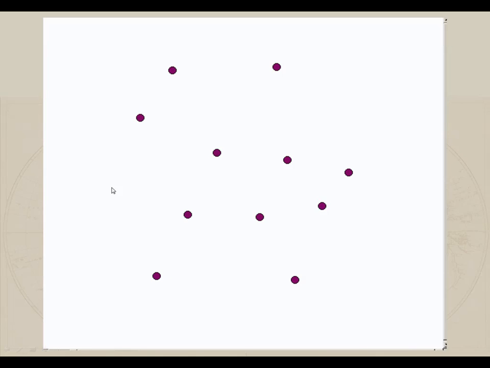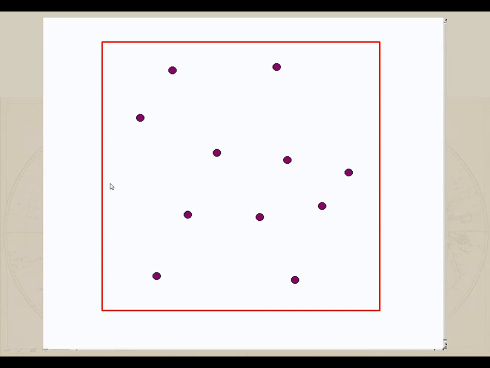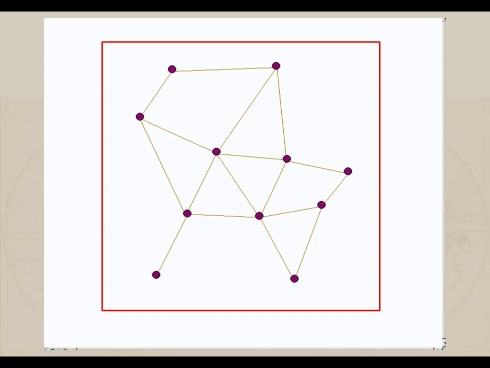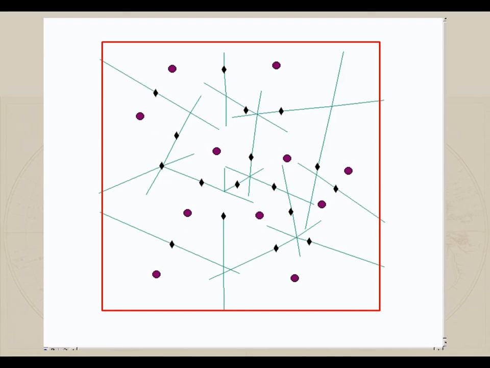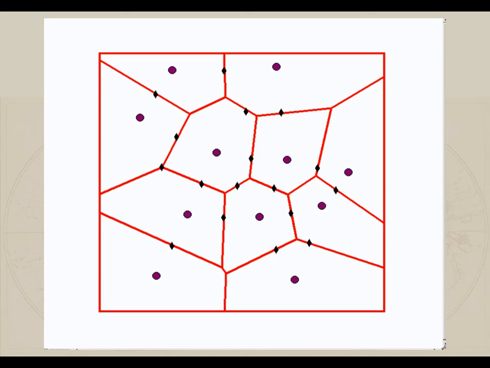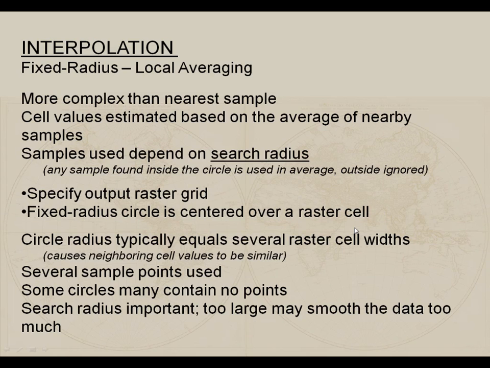So here's an example of it. Here's your points. Put a box around it. Put your temporary lines between the nearest points. Bisect those lines, create the perpendiculars through those bisectors, and then connect them so that you would have this particular point here, and all the area around it gets the value of that point until you get near the next point. So here's the Thiessen polygon.